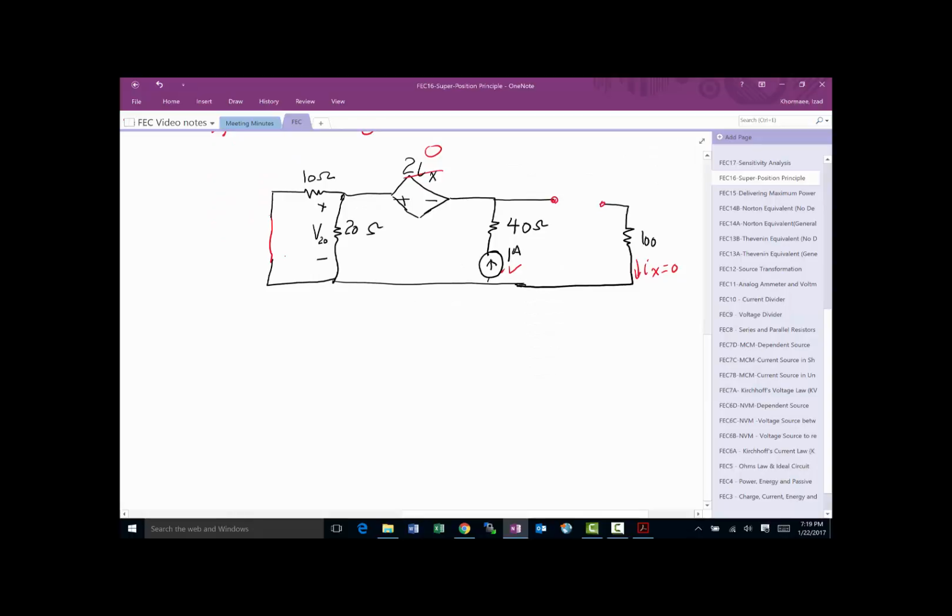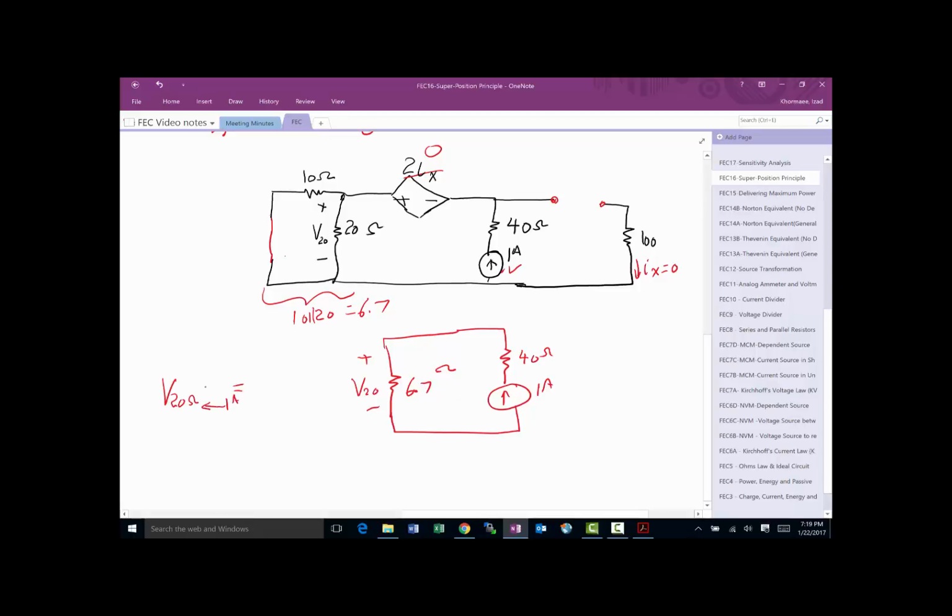So let's redraw the circuits. These two, 10 and 20, are in parallel, which is equal to 6.7 ohms. So let's redraw this one. So we got a 6.7 ohms here, and the voltage we want to measure is this voltage. And then we got zero, which is basically nothing there. And then we have a resistor here of 40 ohms, and we've got a current source, which is 1 amp. Therefore, the 1 amp is going to flow through here. Therefore, the V of 20 ohm, in response to the 1 amp, is going to be 6.7 times 1 amp, which is 6.7 volts. So now we have the response to that one.